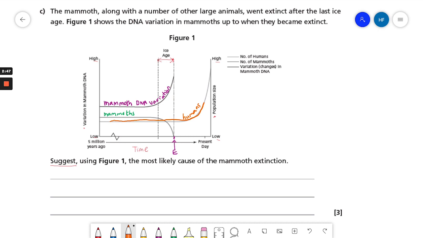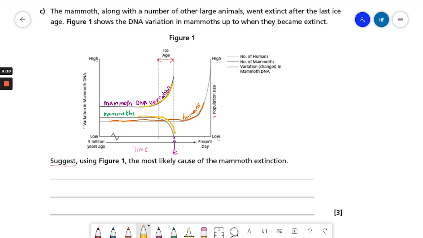And we can see the mammoth numbers decline at the same time that the mammoth DNA variation suddenly increases. So if you look, this is the number of mammoths suddenly going down. It's almost at the same time as the DNA variation increases, isn't it? So it's quite possible that these events are linked.